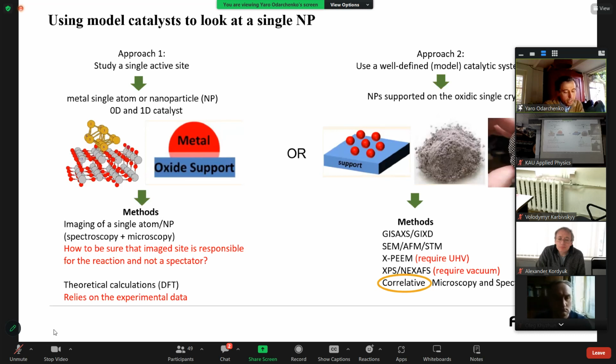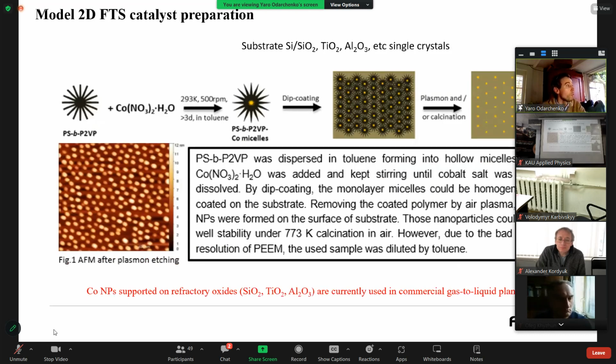And essentially, just a few words on how these model catalysts were prepared. We use some kind of polymer micelle, and after we added some metal salt, we got micelles with a metal core. I mean, it was not yet metal, but more like metal oxide. After this, micelles were deposited on the flat substrate, and after calcination or plasma treatment, you end up with essentially an array, a monolayer of nanoparticles deposited on this substrate.